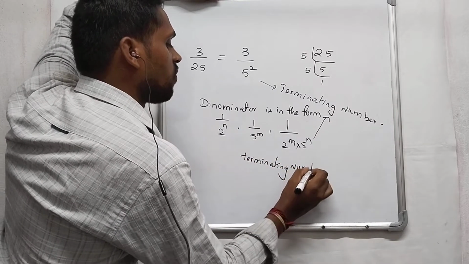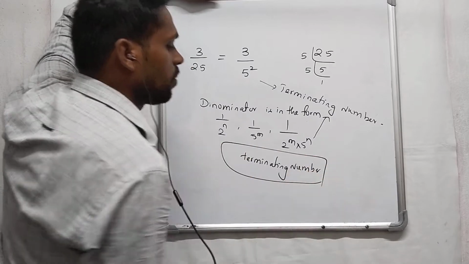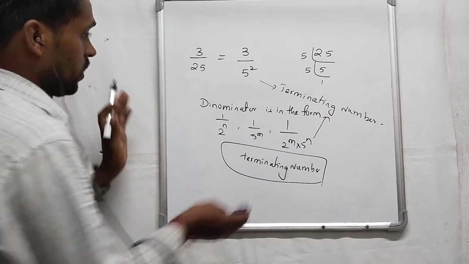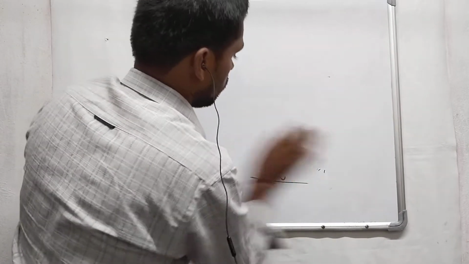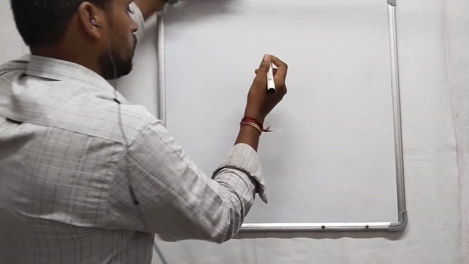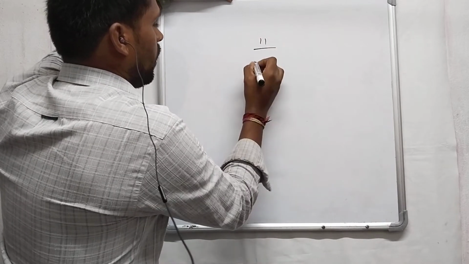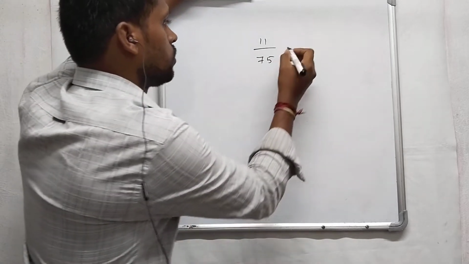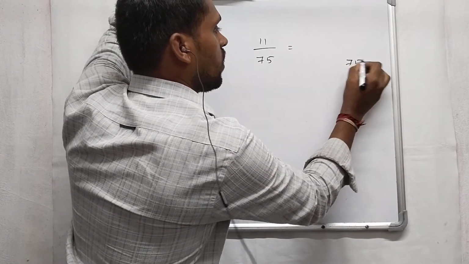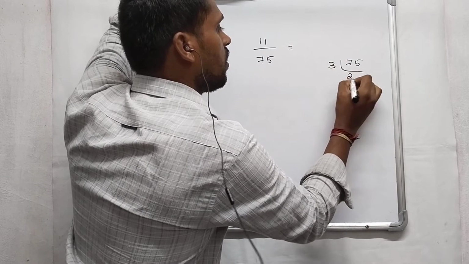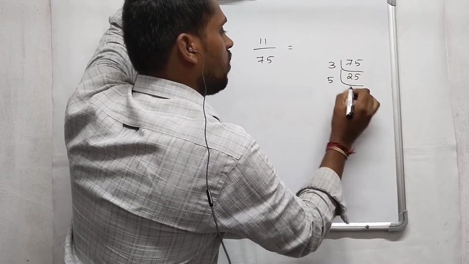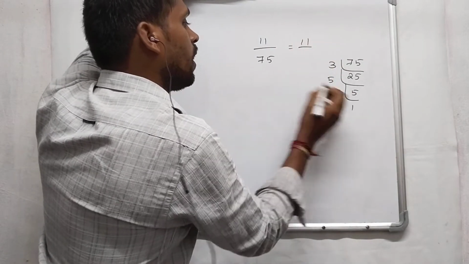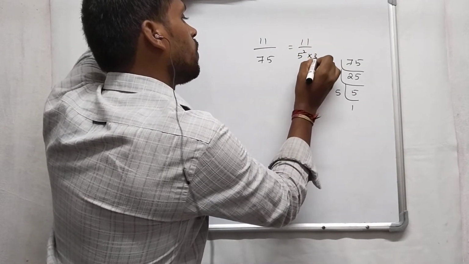If it is in that form, then automatically we say it is a terminating number. Definitely it gives remainder 0. One more example: 11 by 75. Take the factors of 75: 3 twenty-fives and 5 fives, 5 ones. So this can be written as 11 by 5 square into 3 power 1.